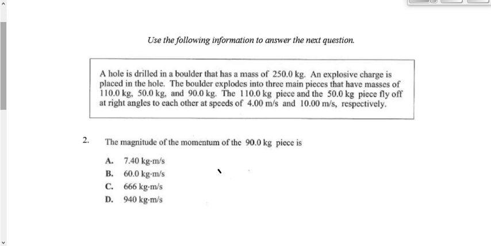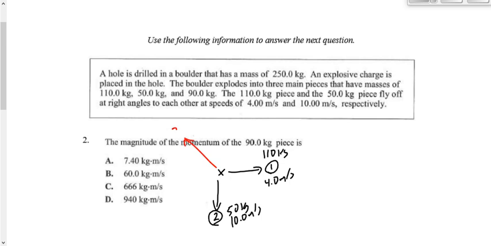So here's how I do it. Piece number 1 is going off this way, 110 kilograms, 4.0 meters per second. Piece number 2 is going off this way, 50 kilograms, 10.0 meters per second. And piece number 3 is 90 kilograms, and it's going to go off up and to the left, right? We know that. We don't have any funny angles here. We could find one, but we don't have a funny angle, so nothing to worry about there. We just go straight to our x and y components.